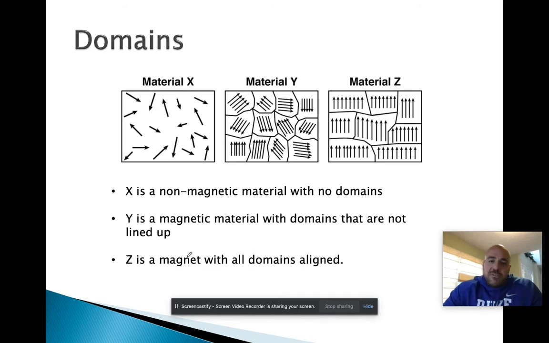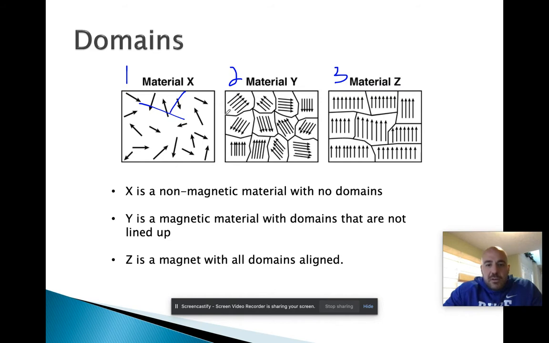So let's tie in some vocabulary with this picture here. We have three up top, different materials. You don't know what they are. And we're trying to figure out how can you tell if it's magnetic or not. So material X, this first one, you can see that the arrows are pointing every which different direction, all randomly and crazy. So they're canceling each other out. Not a magnet.